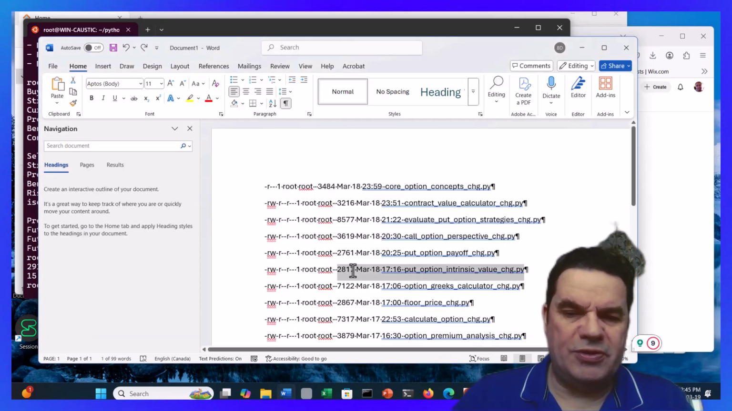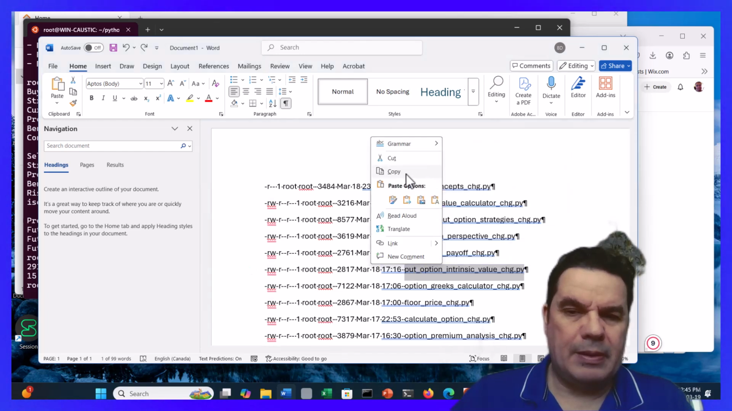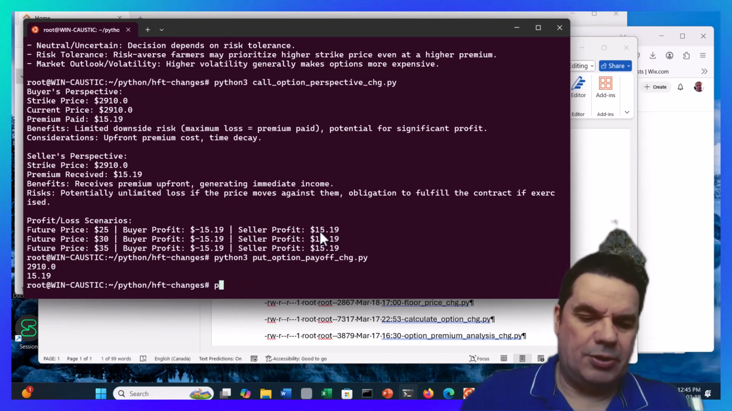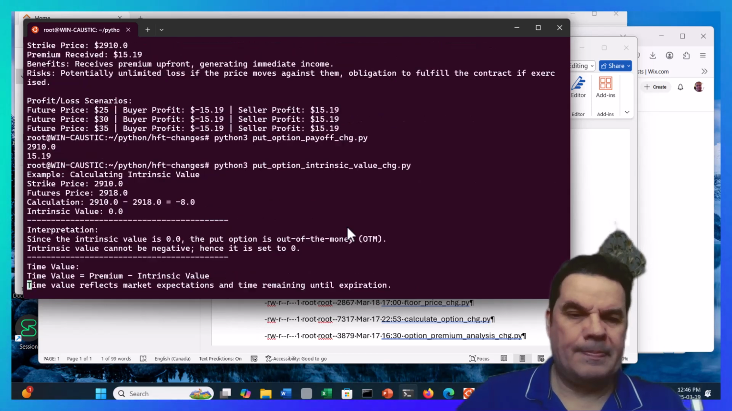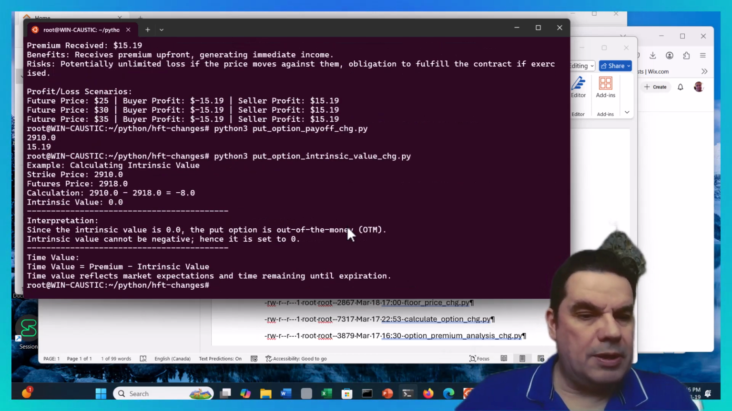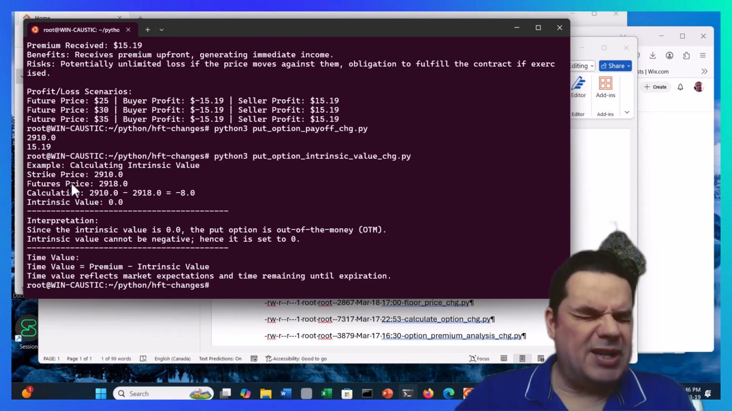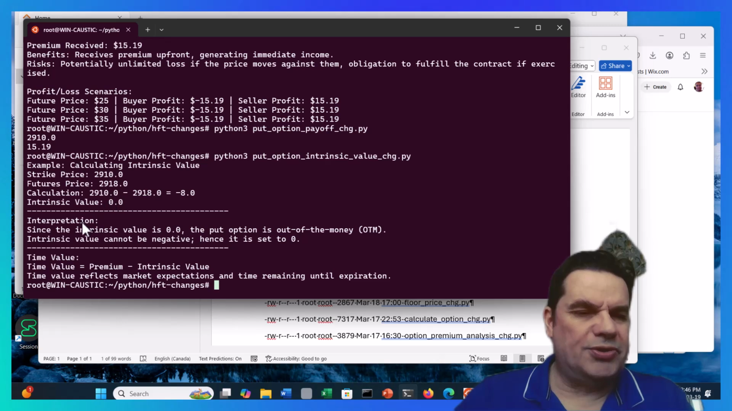Okay, so now we move into put option intrinsic value. A lot of people don't consider the intrinsic value. They don't know. So our intrinsic value is the future price minus the strike price. Here we have 29.10 the strike, 20.19 at the futures, no intrinsic value. Intrinsic value is zero. The put option is out of the money. Intrinsic cannot be negative, hence it is zero.